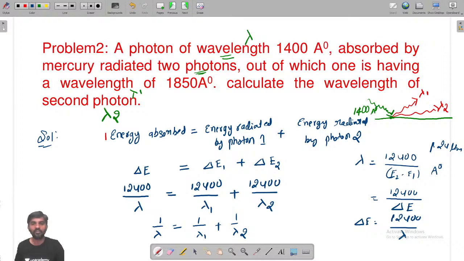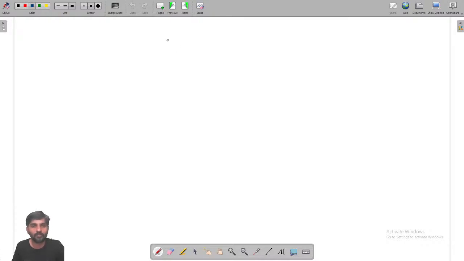You want the value of lambda 2. So 1 by lambda 2 is equal to 1 by lambda minus 1 by lambda 1. So substitute the value of lambda and lambda 1.